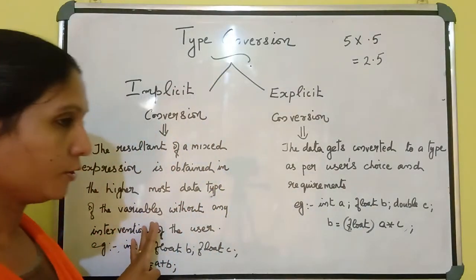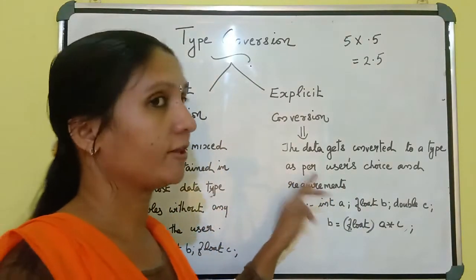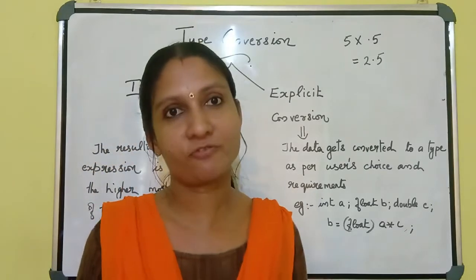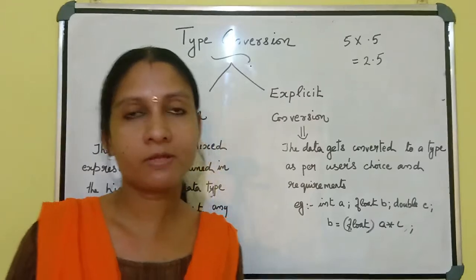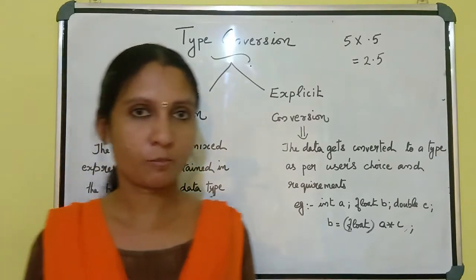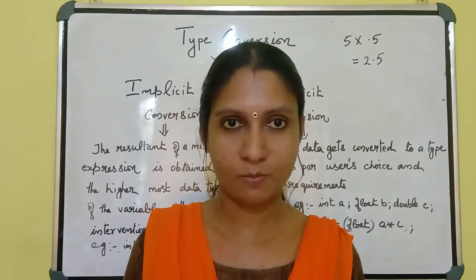Here, without the user's intervention, but here, with the user's intervention. That's the difference between these two types. Did you all understand this one? I will explain with the help of some problems also. This one we can do with some problems.